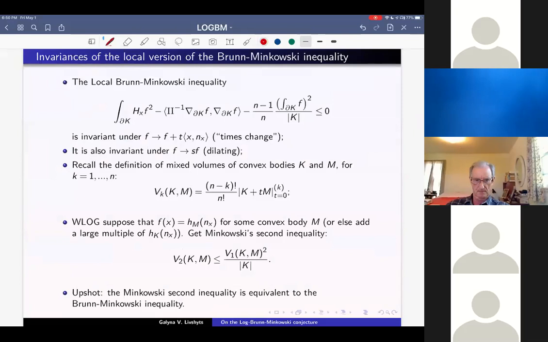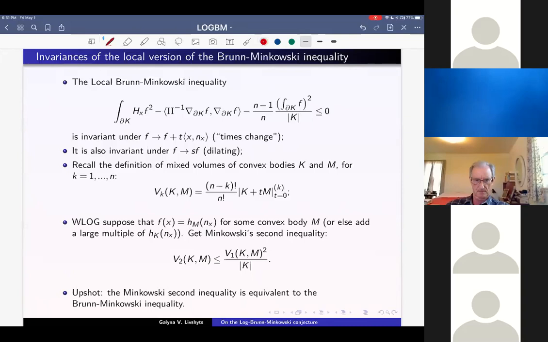So now one might wonder if one can prove the Brunn-Minkowski inequality. It's all introduction so far. I haven't got to the results yet, but I will. So one might wonder if one can prove the Brunn-Minkowski inequality using this local version directly. In dimension two, there is a proof using Fourier analysis, which I like. It uses just Fourier coefficients and basically boils everything down to some nice expressions.